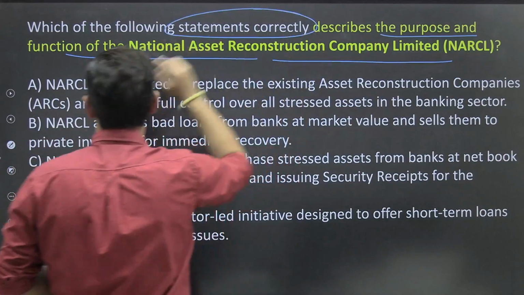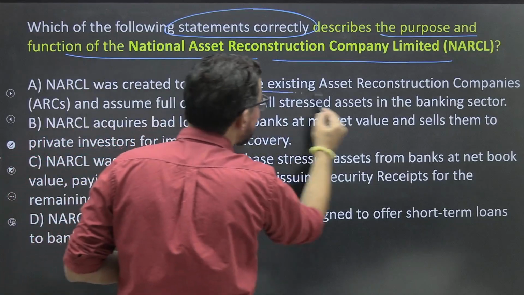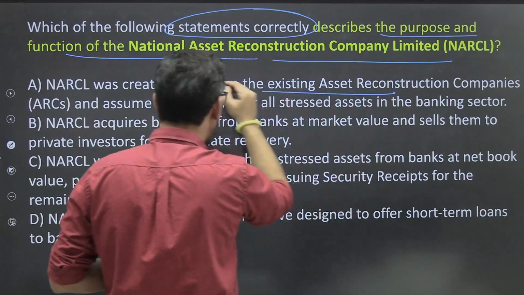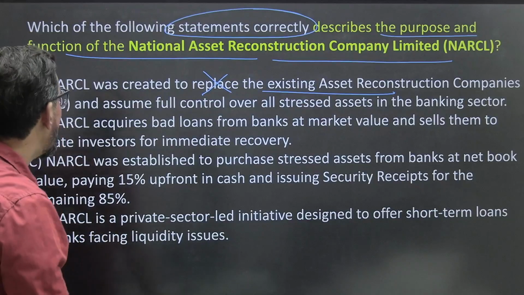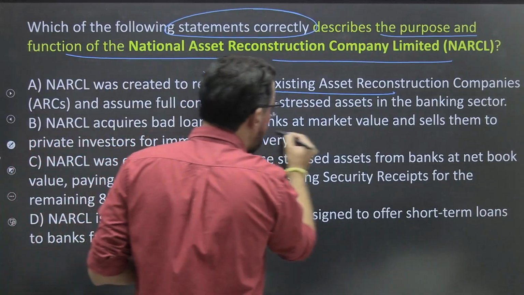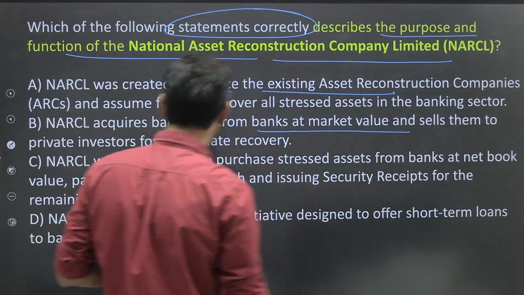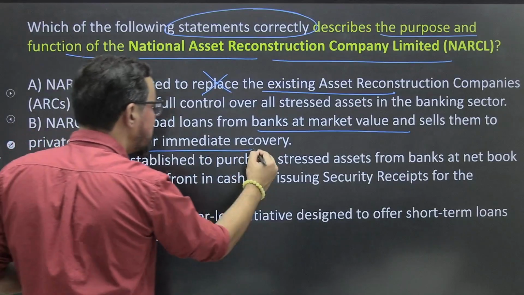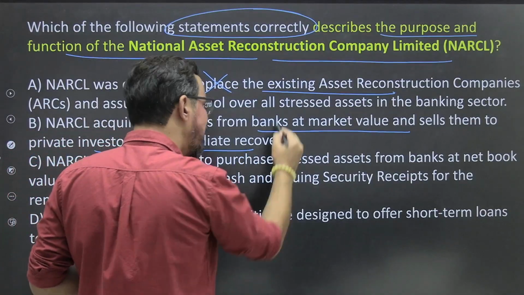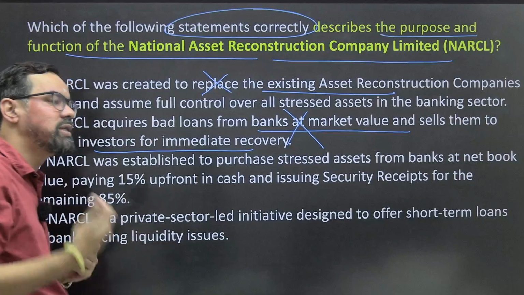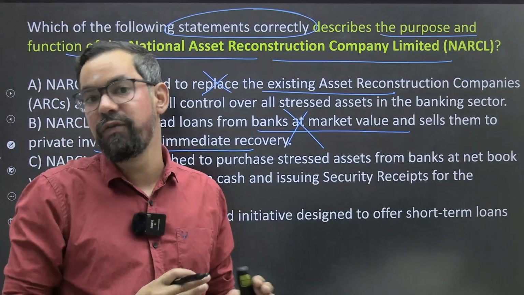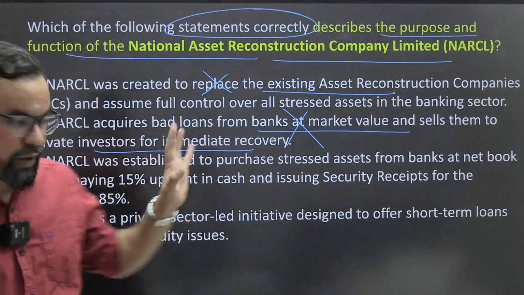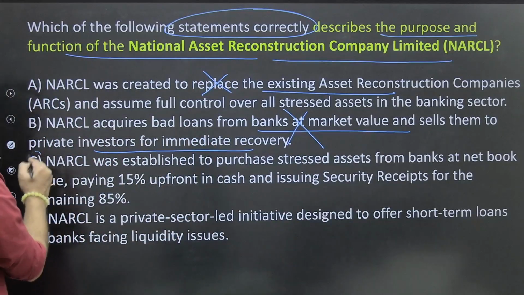So NARCL was created to replace existing ARCs. No, it is not going to replace the existing ARCs. NARCL acquires bad loans from banks at a market value and sells them to private investors for immediate recovery. Again, no, it does not; it generally holds those particular assets, and it generally pays 15% upfront and 85% on the recovery. Okay? The next statement, which is true.